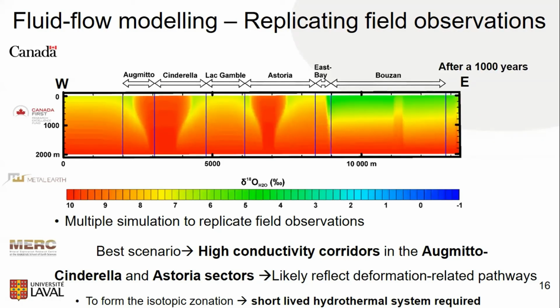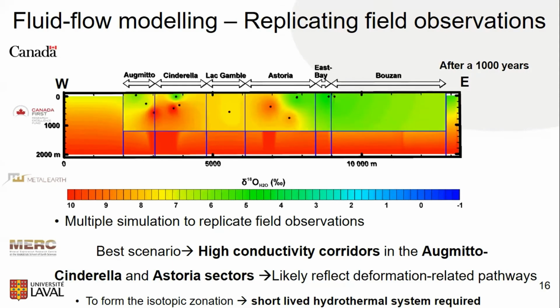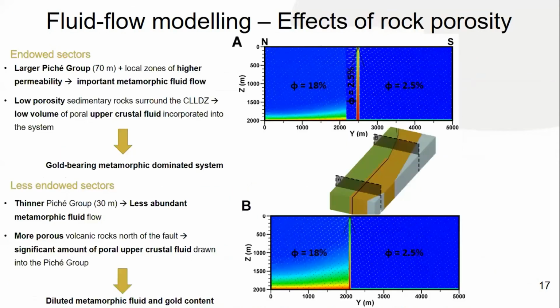So this is the model after 1,000 years, after 5,000 years, and after 10,000 years. Afterwards, the model doesn't fit too much the field observation. So to form the isotopic zonation, in short, we need a short-lived hydrothermal system. But we still don't really understand why there are lower delta 18 values in the less endowed sectors.